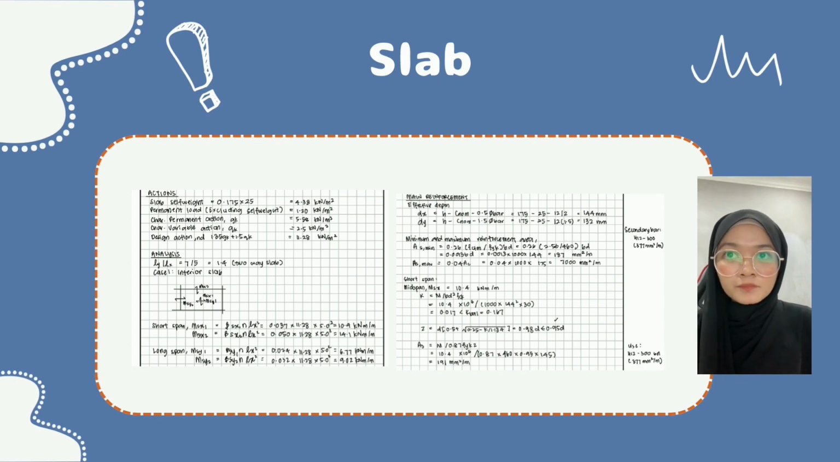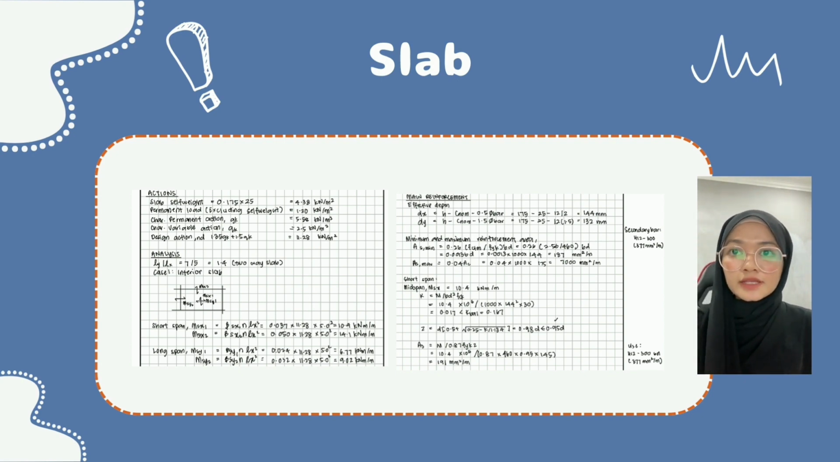So for the analysis, the first thing I do is check whether this slab is one-way slab or two-way slab. I calculate Ly over Lx, then I got 1.4, and this is a two-way slab. Then next I check whether it is case 1, 2, 3, or 4, or else. So if I check this, I get this slab is case 1.